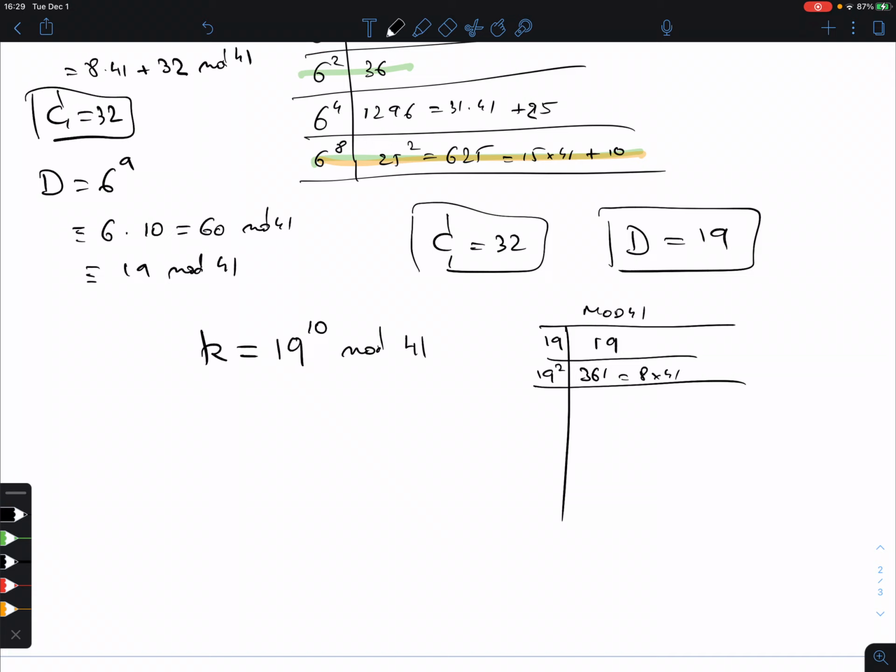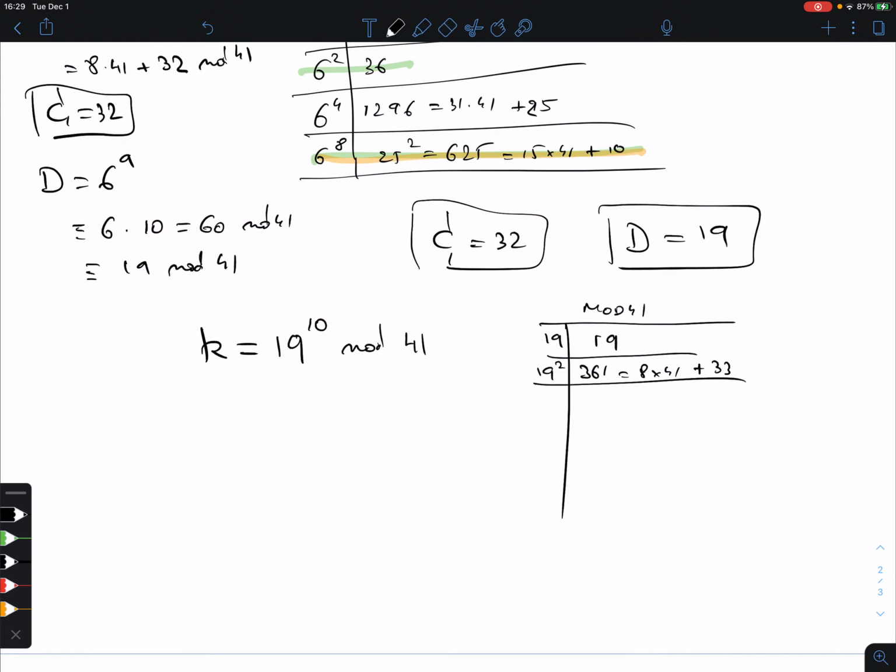And so subtract from that 361, that is 33. You could say this is minus 8. Let's do it that way. It's a bit easier. Minus 8. 19 to the fourth. That is minus 8 squared. That is 64. And that is the same as 23. Just subtract 41 from it.